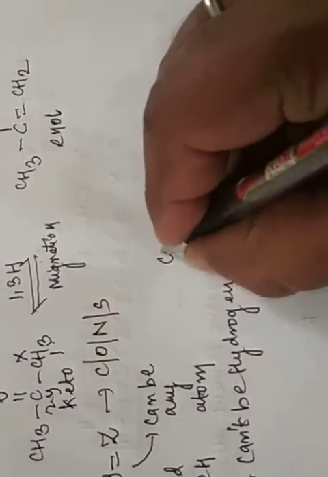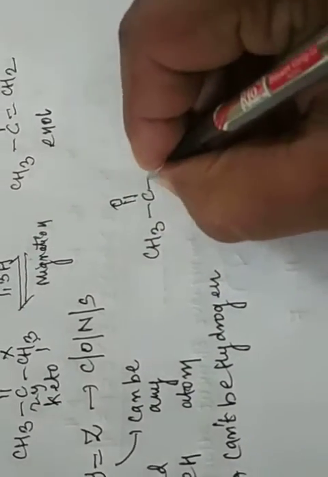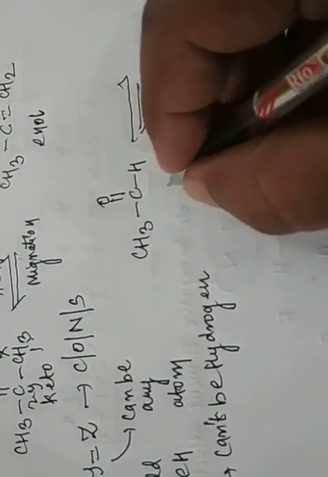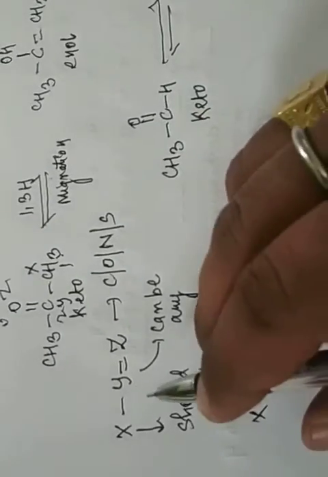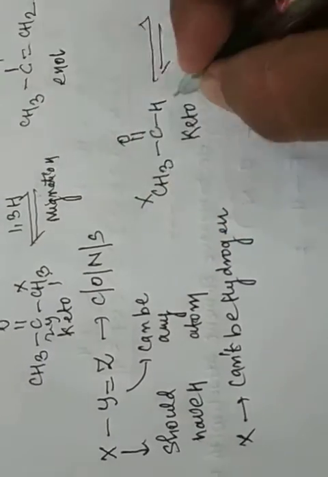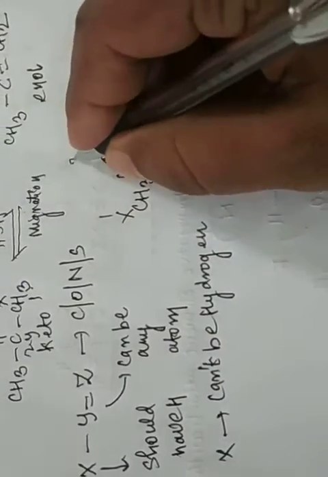Suppose you have CH3, C double bond O, H. Now this is also a keto form, a double bond O group is there. So first you consider where is X. X is this. X should have hydrogen but can't be hydrogen. So this is X, this is Y, this is Z, and this is again 1, 2 and 3. So this is 1,3 hydrogen migration. Clear, student?